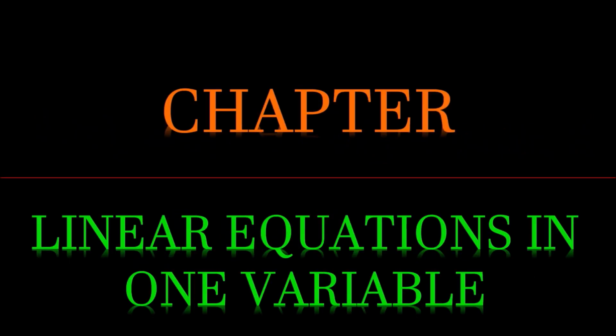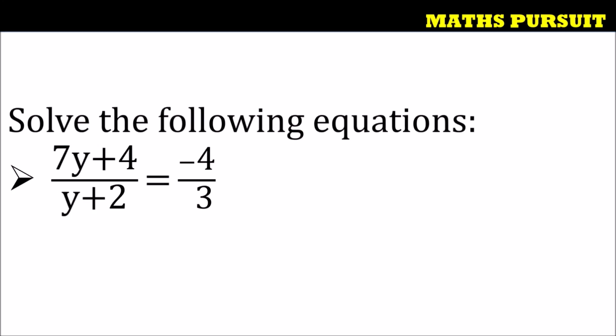Today we will look into the questions from the chapter called Linear Equations in One Variable. The given question is: solve the following equation, and the given equation is (7y + 4) divided by (y + 2) is equal to minus 4 upon 3. So guys, let us see how we can solve this type of linear expressions.